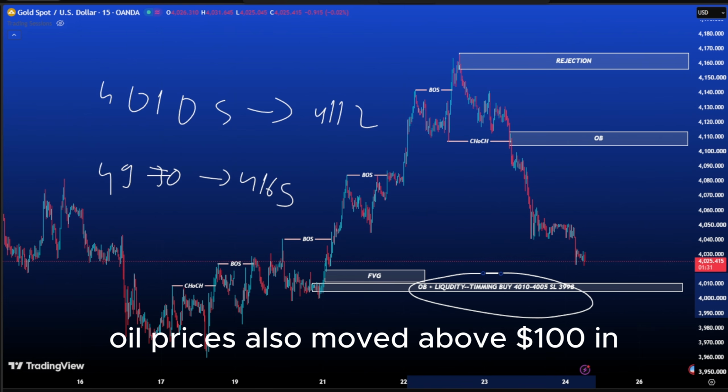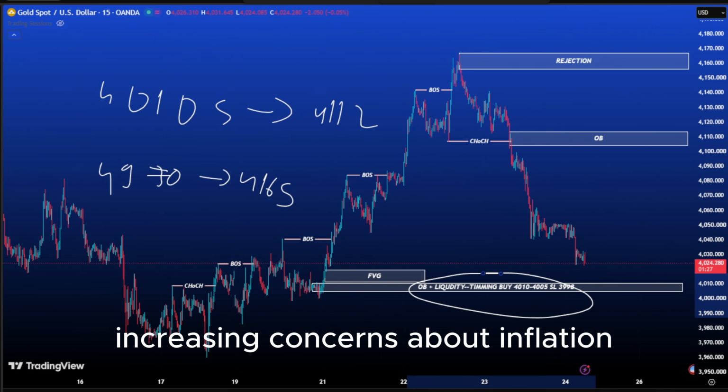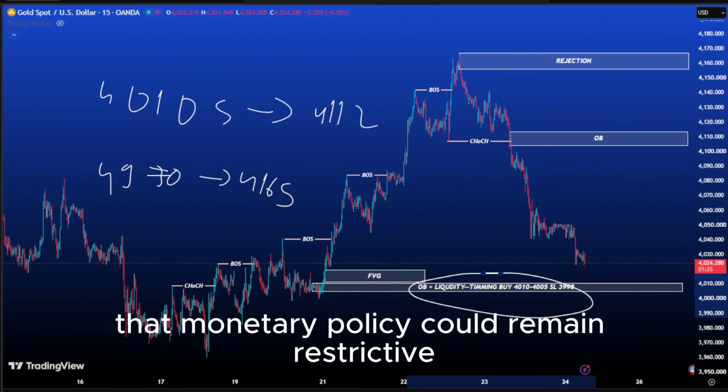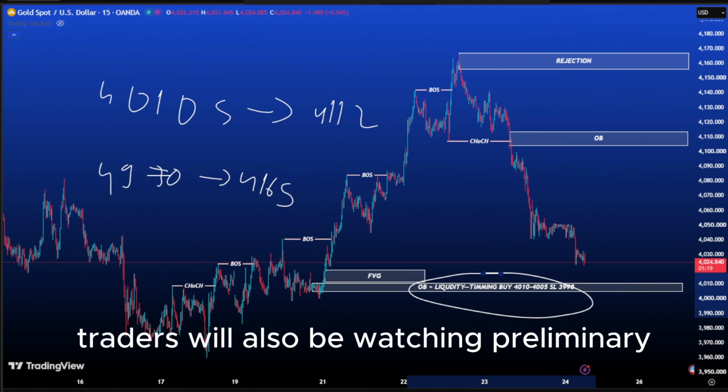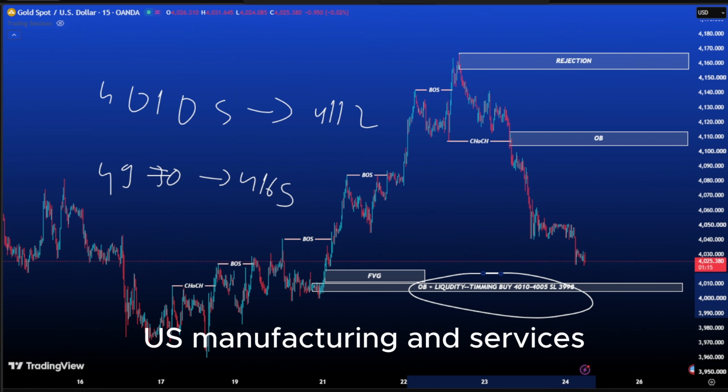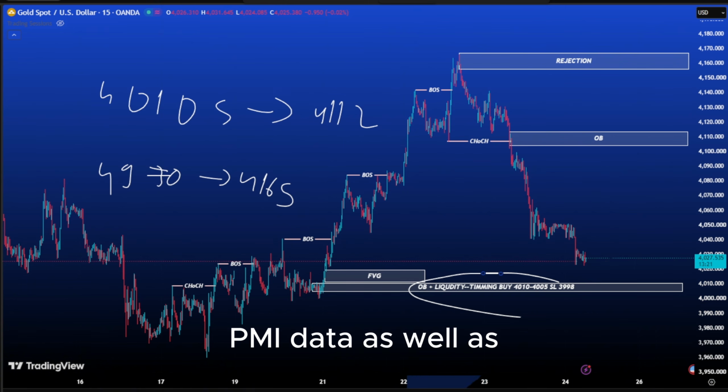remain restrictive. During the upcoming US session, traders will also be watching preliminary US manufacturing and services PMI data, as well as new home sales. These releases could generate significant volatility in gold, the US dollar, and Treasury yields. For that reason, traders should be especially cautious around the scheduled release times.